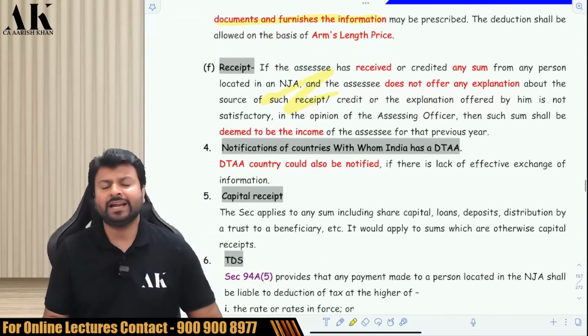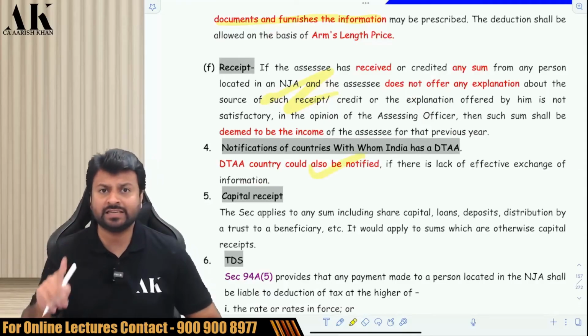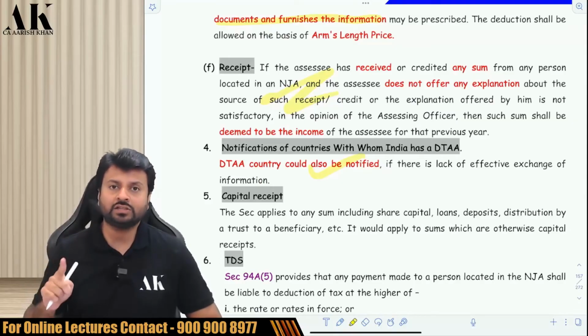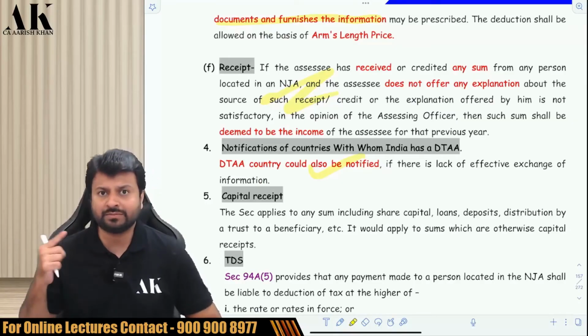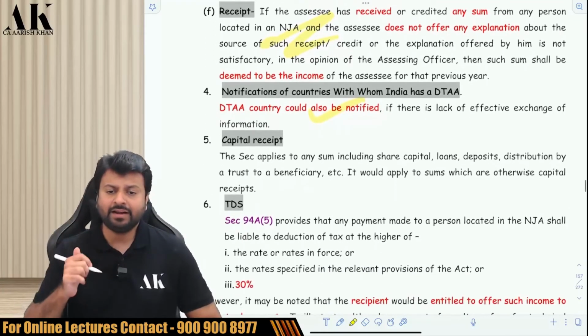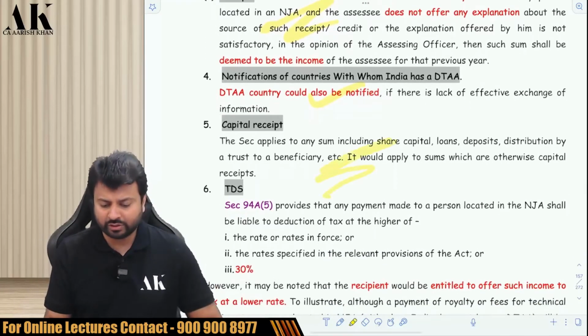Can India declare that country as an NJ with which India has DTAA? Yes, India can also declare that country as NJ with which India has DTAA. The condition is not DTAA. The condition is there is no effective exchange of information by that country with India. Then NJ can be declared. Even if a capital receipt is coming, for that also you need to give the relevant information.